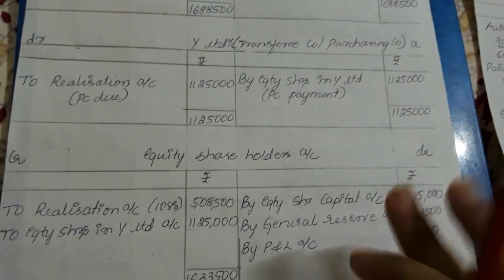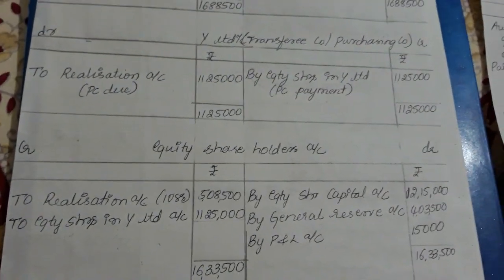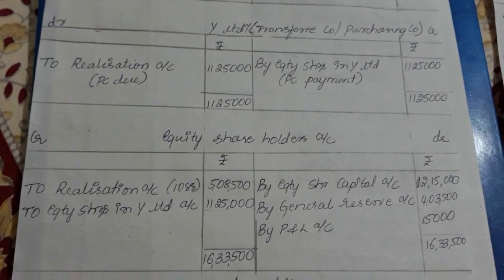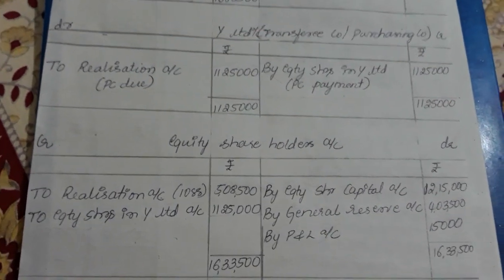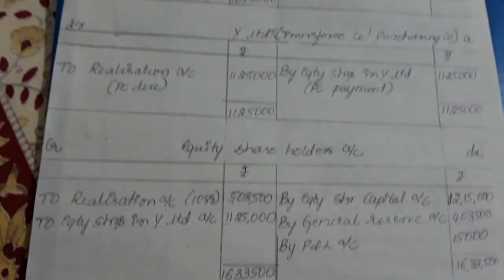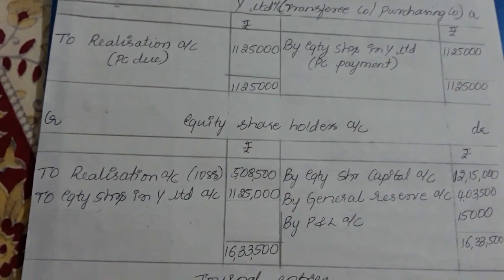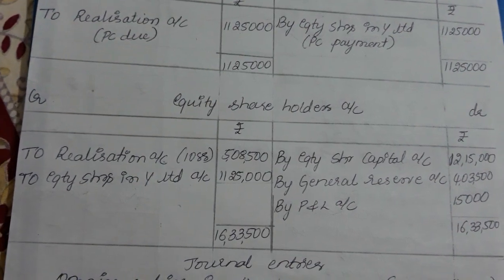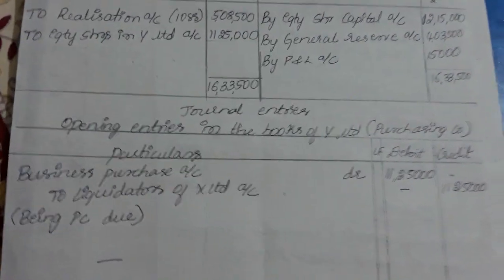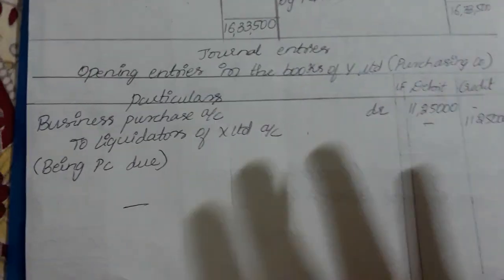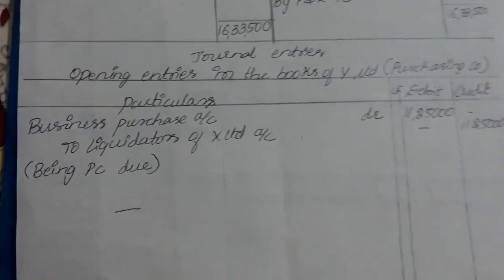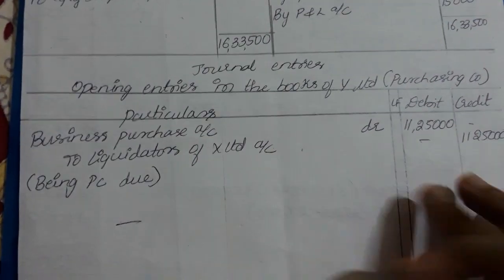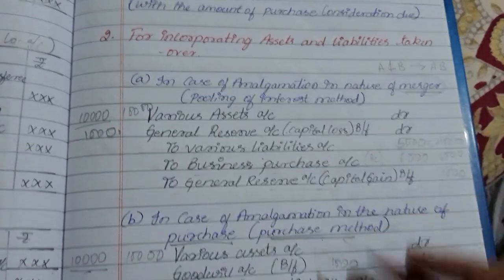So after completion of three steps, we will go on to the fourth step, that is opening entries in the books of the transferee company. How to pass these opening entries? This is simple. Opening entries are so simple to do. There are only some seven accounts, just journal entries, and there is not even a ledger account for this opening entry. If you want, you can follow the format according to these steps.